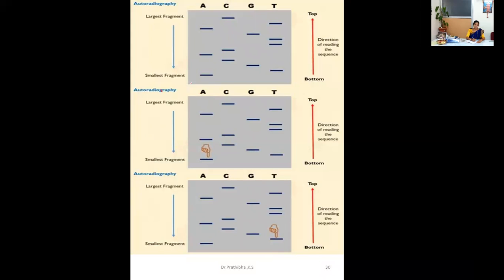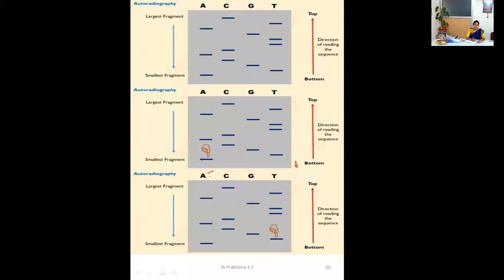Further, this polyacrylamide gel will be subjected to autoradiography, where you can see that this is the smallest DNA fragment. The last smallest one is this one, so we can mark this as A. The smallest DNA fragment always moves very fast because it has less molecular weight. And the next one will be this one, after A. How can we determine C?